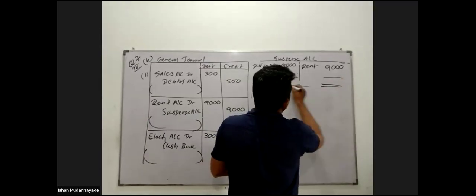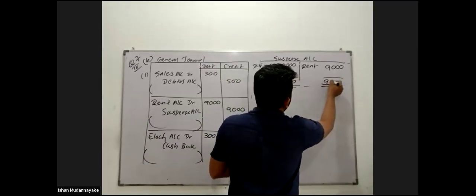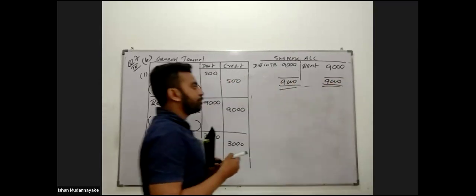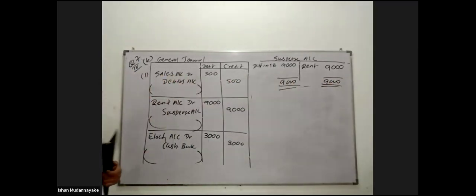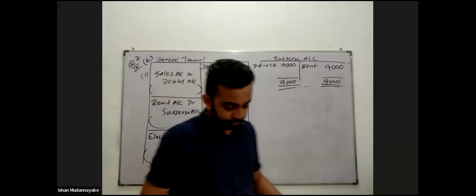Right. Now the suspense account: both sides are equal. The suspense account balance is cleared. Right, this paper is over. Now my paper is over.